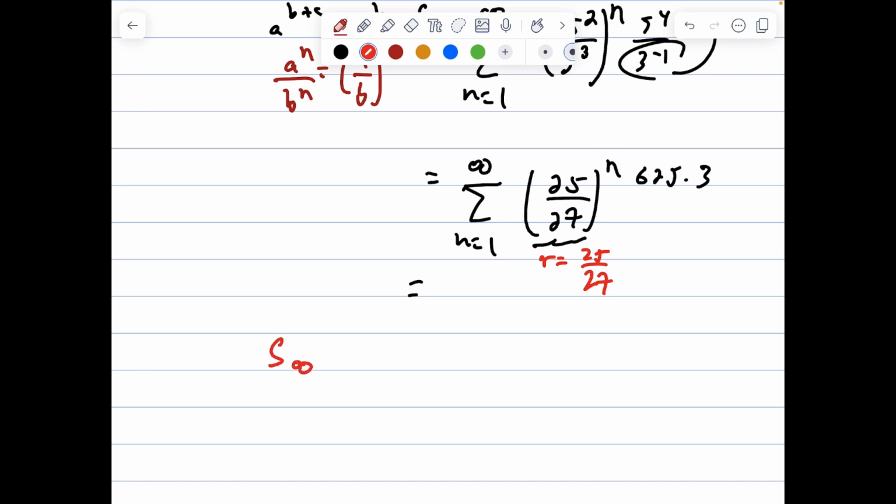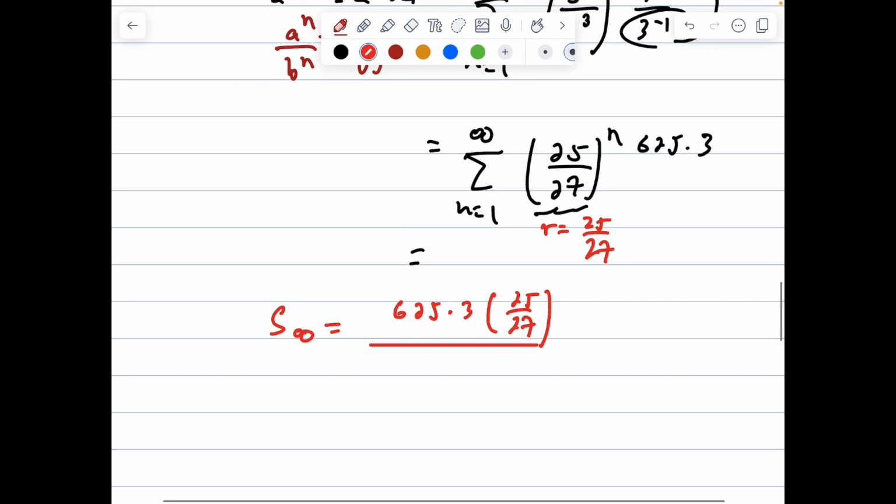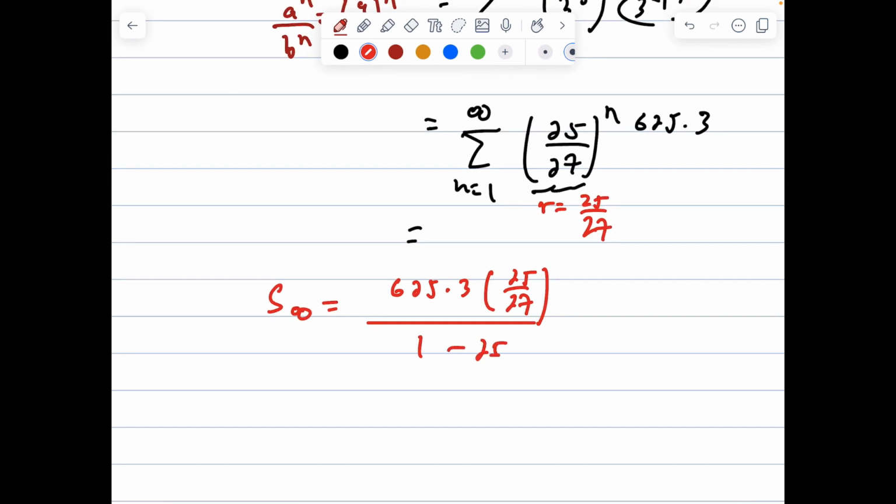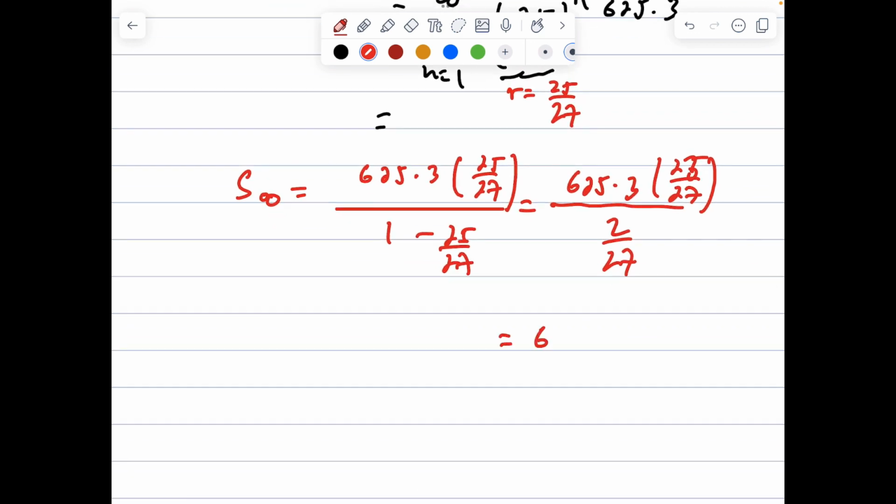And the sum converges to the first term over 1 minus r, which, when you plug 1 in, would be 625 times 3 times 25 over 27, all over 1 minus 25 over 27. So you get 625 times 3 times 25 over 27 divided by 2/27. And what happens is all of this becomes 625 times 3 times 25 times 27 at the end.